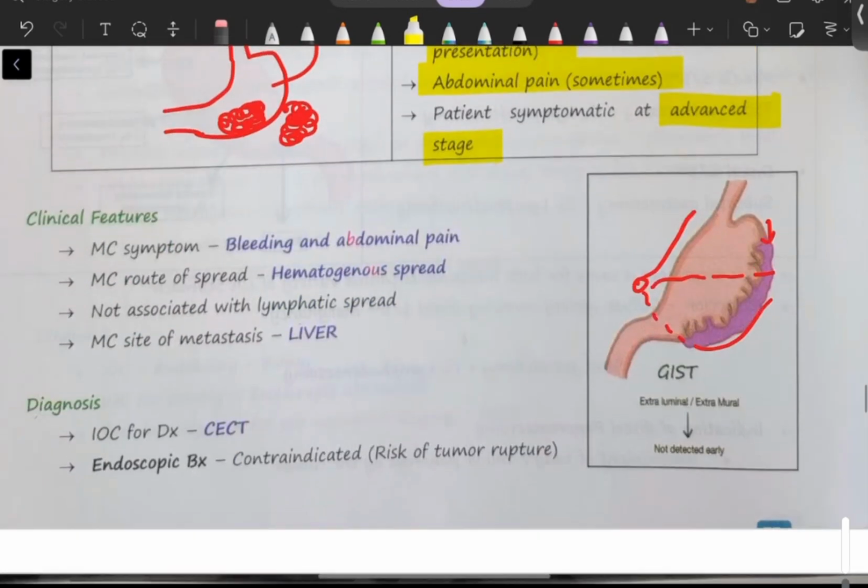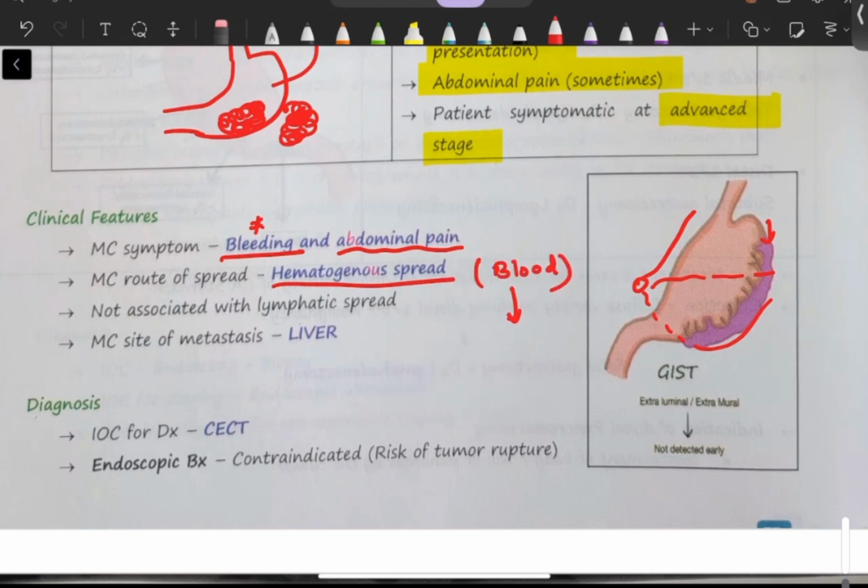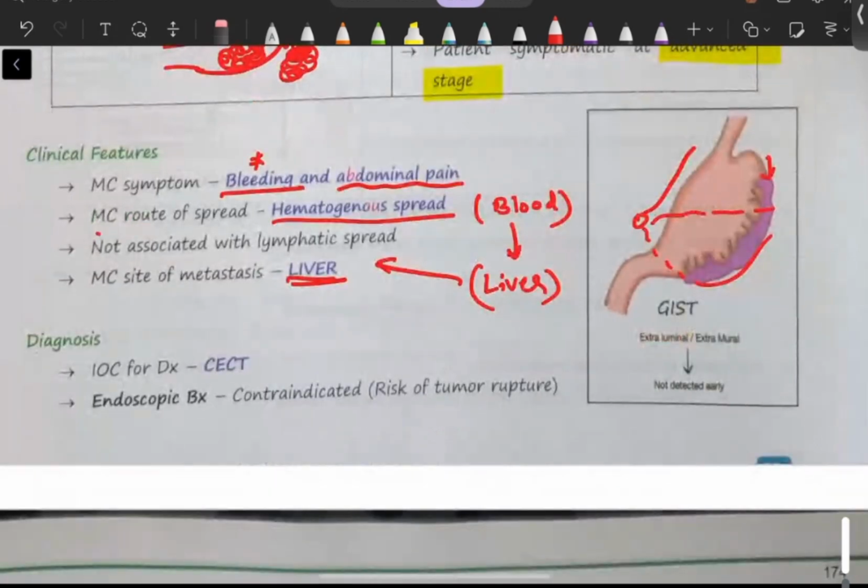What are the clinical features of GIST? Just like I said, since it is an extraluminal growth, bleeding will be most common, sometimes abdominal pain will be there, and the most common route of spread is through blood, that is hematogenous. Whenever it is through the hematogenous route, the most common site for metastasis will be the liver, because whatever toxins are there in our body will be filtered by the liver, so tumor cells will also be taken to the liver and get metastasized there. It is not associated with lymphatic spread.